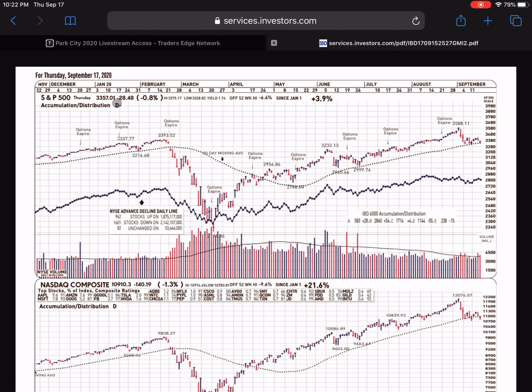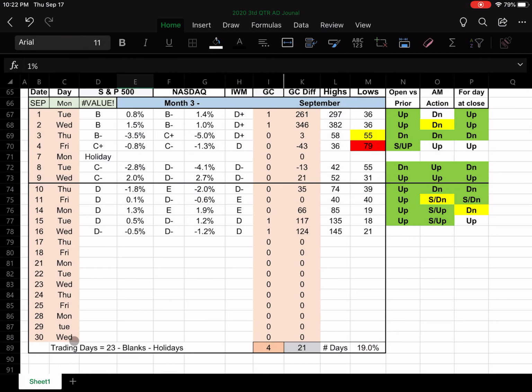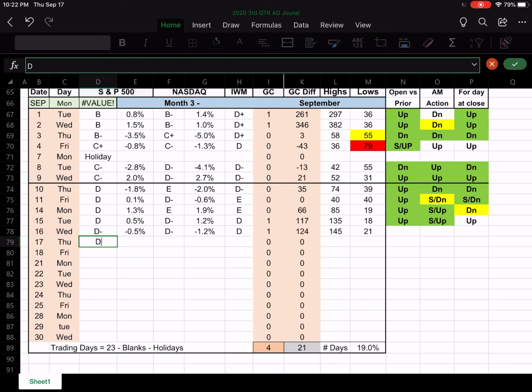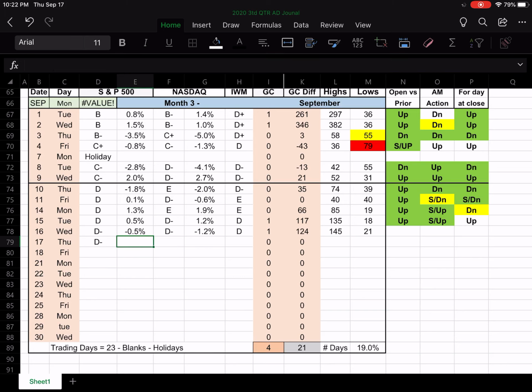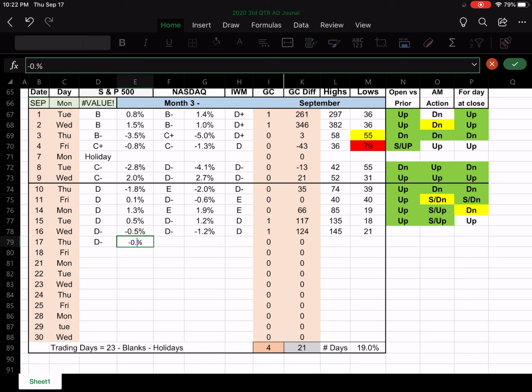So we're just going to take this letter grade here for the S&P 500. So you see this first chart is for the S&P 500. We're looking for the D minus, and then this is the percentage move for the day here. So we're going to need both of those numbers. Going to go back in and type that in. So it's a D minus, and then a negative 0.8.